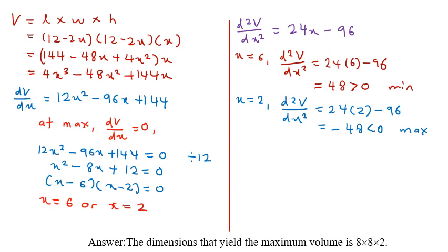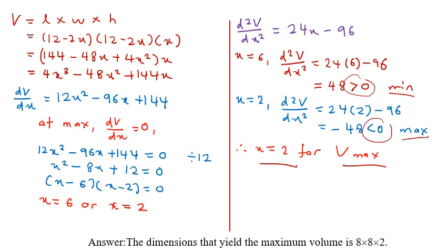That is, we can put the conclusion that to get V maximum, we need x equals 2. Don't forget this conclusion in order to make sure you don't lose marks. And also here, don't forget, you have to mention greater than 0 and minimum, or less than 0, then maximum. So don't forget this conclusion in order to avoid losing marks. Okay, so this is the first example.